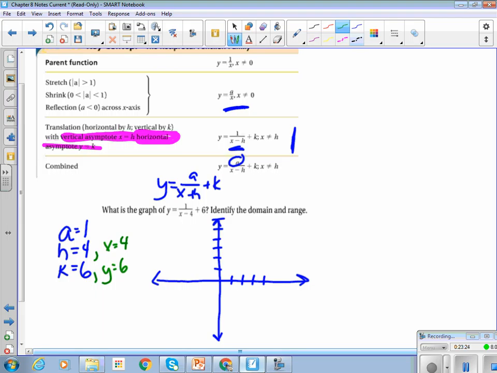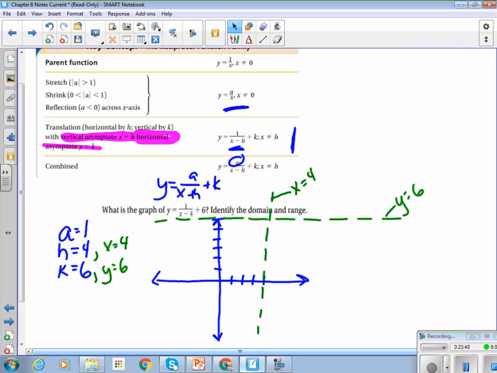So my x equals 4 is this line right here. And y equals 6 is this line right here. If I had to do this over, I would move my whole graph down. But as it stands now, I'm just going to do it all over the top of everything. Okay, so instead of my horizontal asymptote being at the origin and my vertical asymptote being at the origin, it is moved over 4 and up 6.